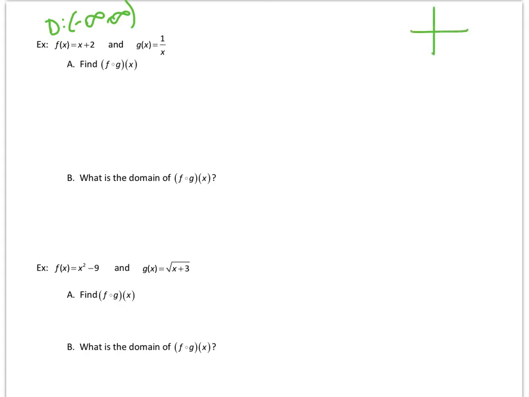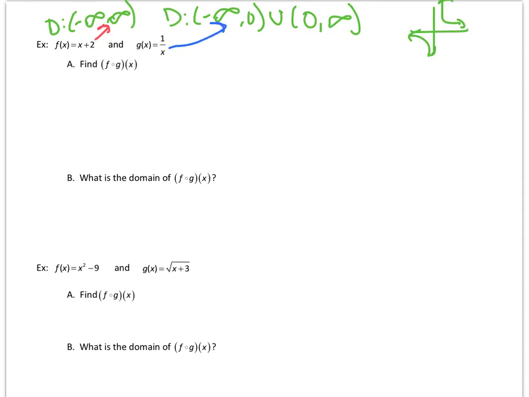1 over x, if you remember your rational functions, looks like this. It's basically everything but 0. So the domain for this one is negative infinity to 0, union 0 to infinity. The reason that I want to do the domains of the originals first is because I may have to refer back to them in a minute.